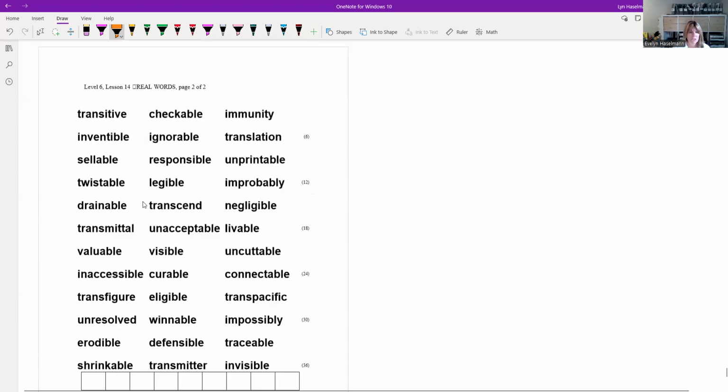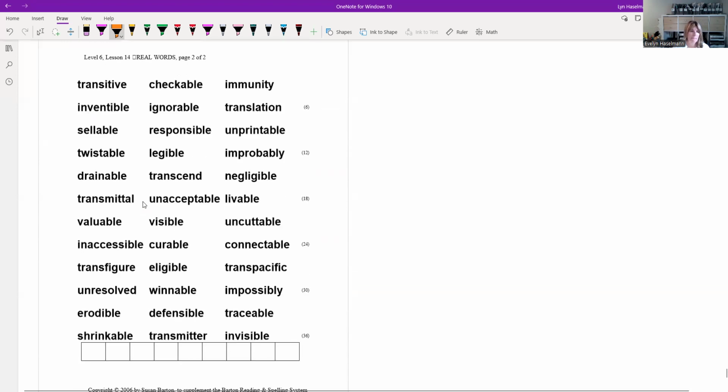So just a couple pages of these. Again, long words, make them so that they can see the chunks in them.